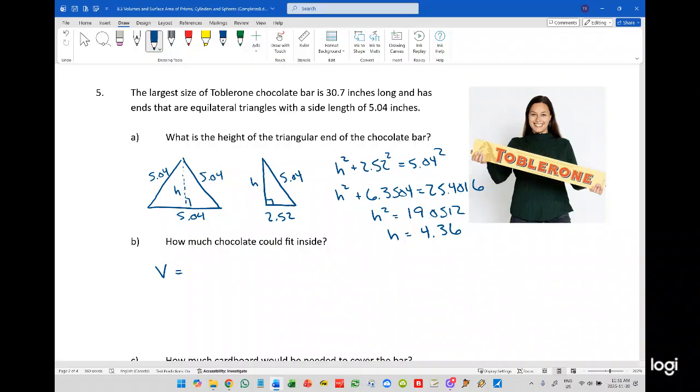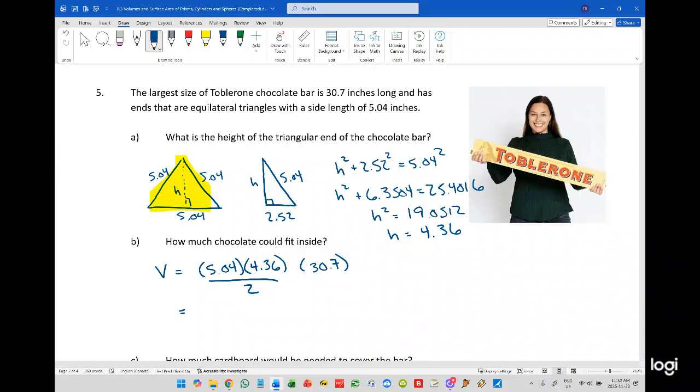So the area of the end, well, the end is a triangle that has a base of 5.04. Again, when we're talking about the end triangle, we're talking about this one, not the right angled one we drew beside it. So base times height, that we calculated as 4.36, divided by 2. So there's the area of the end times the distance between them, which is 30.7 given in the question.